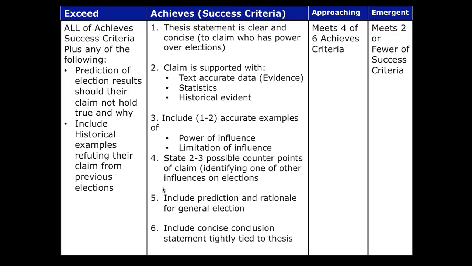And this is where, when we talked about the feedback model, there's a chance to have students go to the next level, and there's some choice when there's a degree of proficiency. First, you have to include all of the achieves, but then you could do either of the following. Make a prediction of the election results should your claim not hold true, and why? What would happen if your claim is wrong? Would that change the outcome? Would it maybe just change how close it is?